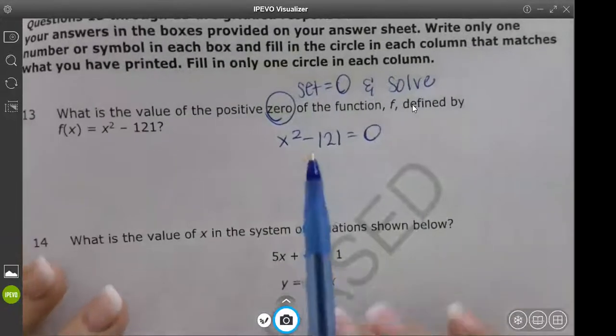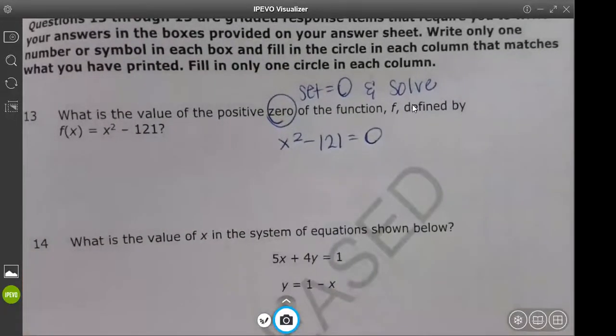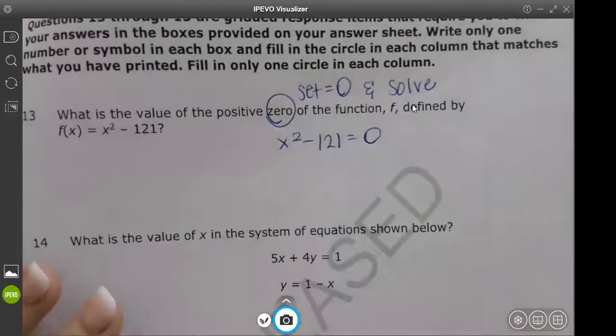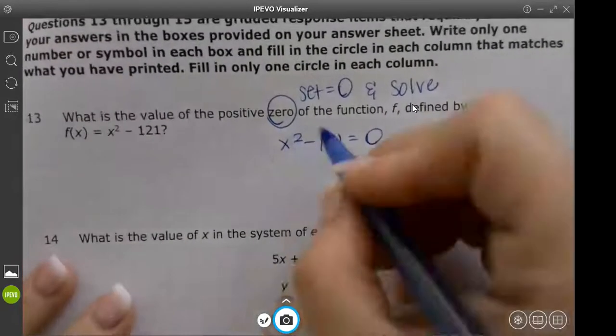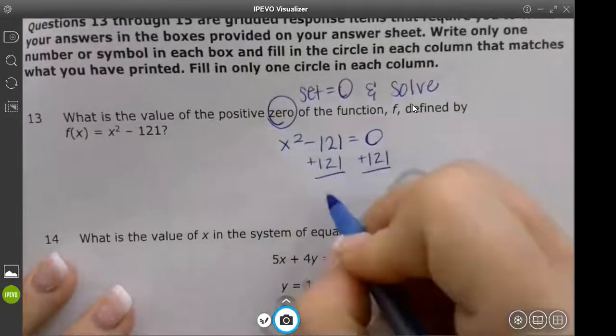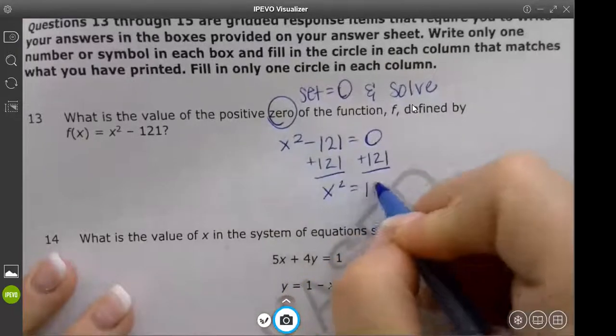How do I get x by itself? This is one of the last units we did, solving this square. How do I get x by itself? How do I get rid of that 121? I get x squared equals 121.